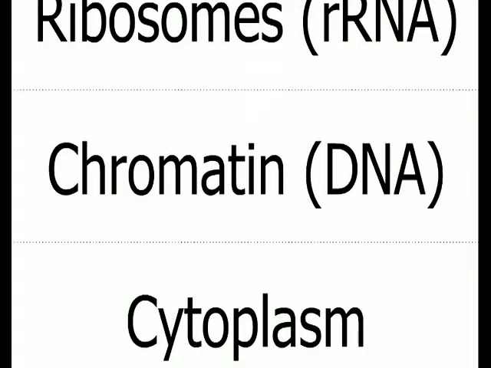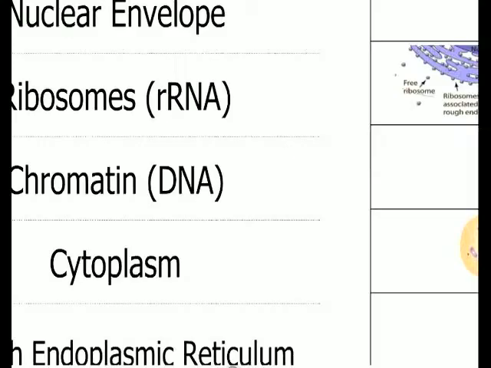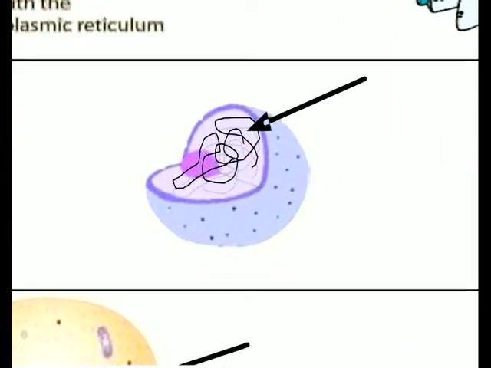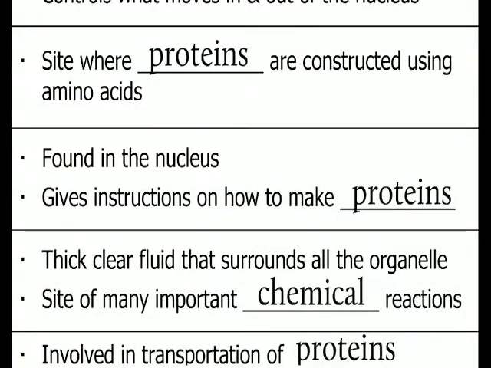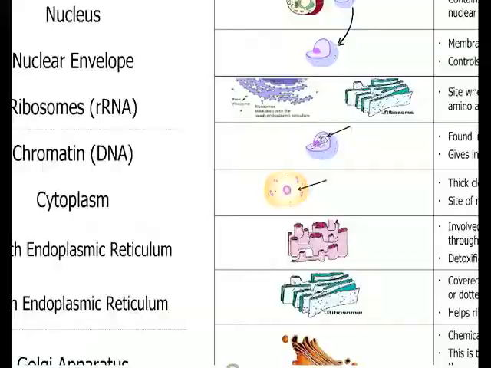Then we have chromatin, which is effectively the same thing as DNA, so you can think about chromatin like your genetic information. And it's found inside the nucleus. It gives instructions on how to make proteins. Without instructions from the chromatin, the ribosomes wouldn't know what order to put the amino acids in, and so it needs those instructions to be able to make the right proteins.